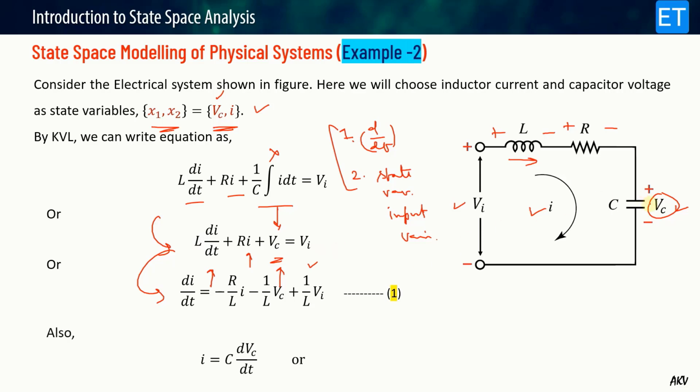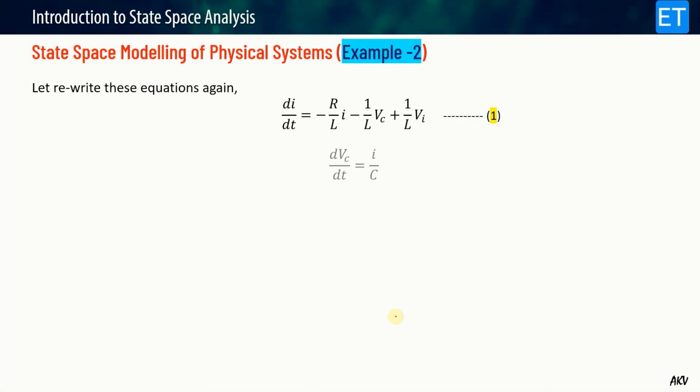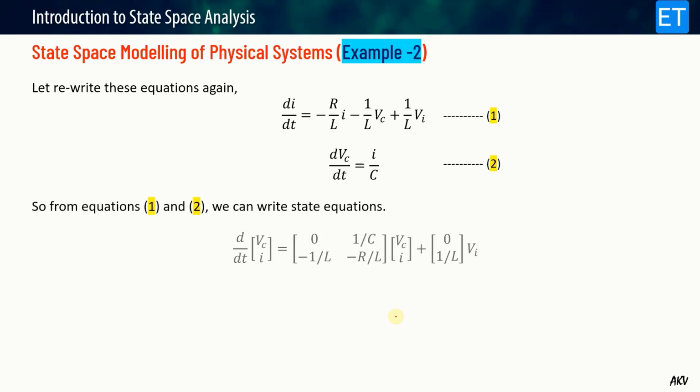And for this capacitor I can write the current-voltage equation. So I equal to C dVc upon dt. So from this equation I can write dVc by dt equals I upon C. Now consider whether this equation is also satisfying these two requirements. Yes, it has only one d by dt term, and all other variables are state variables, I mean I. So from equation 1 and 2, I can write the state equations. So let me rewrite these two equations again.